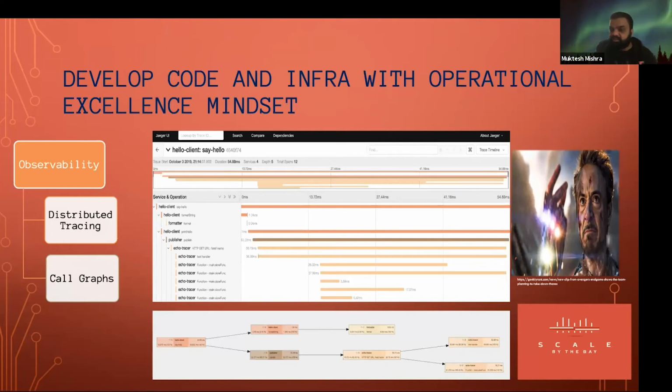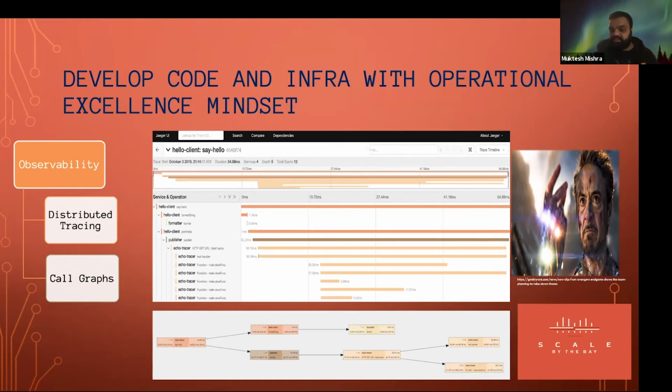But there also goes some kind of decision making, because you need to identify how you want to group your flows, how you want to see them. So for example, in this snapshot, you can see the hello client is calling the formatter, and then the publisher, echo tracer. So this is showing you the spans and traces, how much time each call is taking, and how it rolls up in a timeline to the entire call stack.